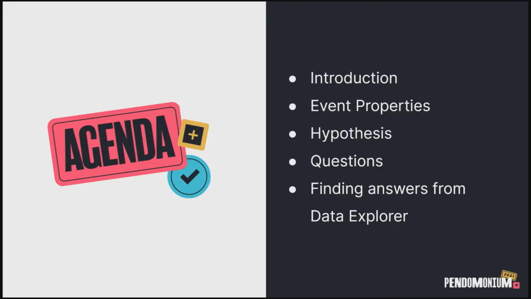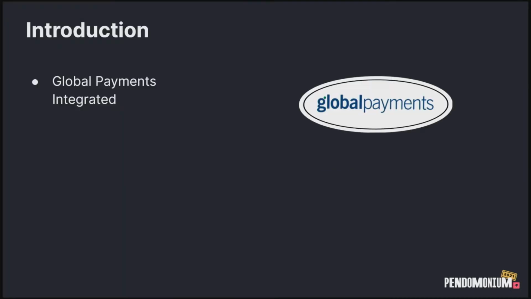Okay, so today we're going to go over an introduction to our use case at Global Payments. And we're going to talk about what event properties are and why you should be using them. And then we're going to talk about the different hypotheses that we had in our use case, the questions that we had, and how we used those event properties and Data Explorer to find the answers to those questions.